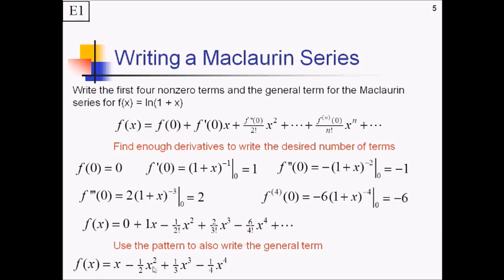So there is a pattern here. We've got x to the 1. We have 1 over 2 x to the 2, 1 over 3 x to the 3. So in general, this is going to be 1 over n x to the nth power, which is easier to see when you've written all that out.